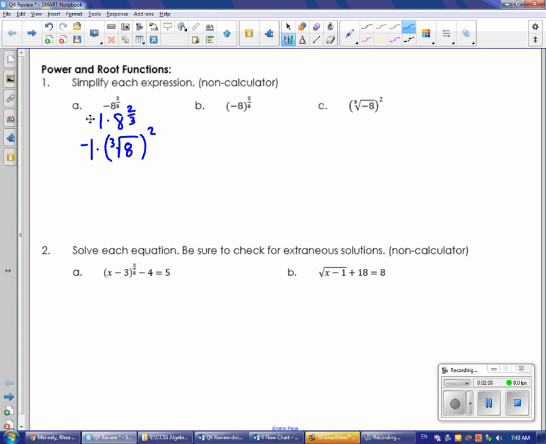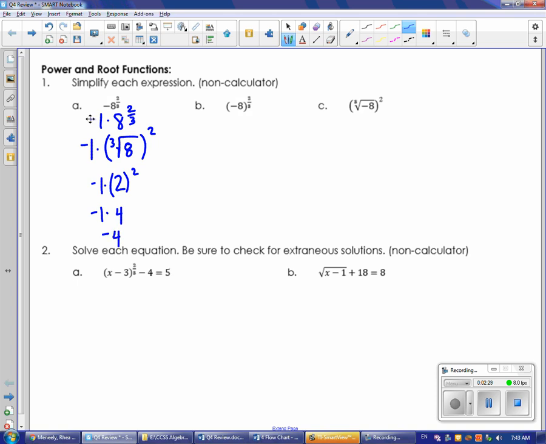So when I take the cube root of 8, I'm thinking about numbers that when I multiply it times itself 3 times, I get 8. So the cube root of 8 is going to be 2. So this expression is going to simplify now to 2 squared, and then again, I'm taking the opposite of that. And 2 squared is just 4. So ultimately, I'm going to get -4 as my answer.